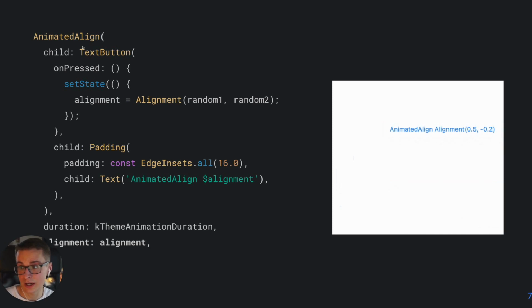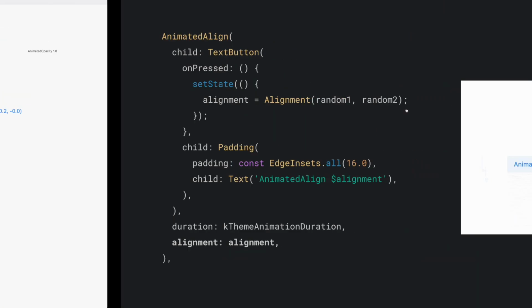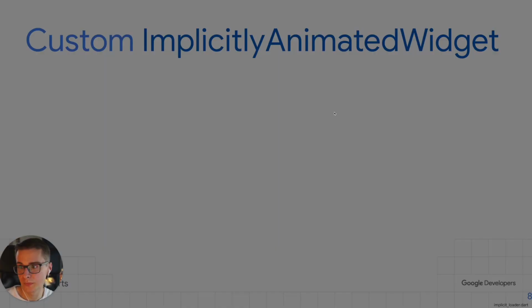Here we have animated align, and the only thing that you need to do is to change the property of this widget, in this case alignment. So here on the onPressed, I just set alignment to some random value. And if we go back to our example application and click on that, you will see that it just changes the alignment smoothly between some predefined values. Really easy, nothing to be concerned about.